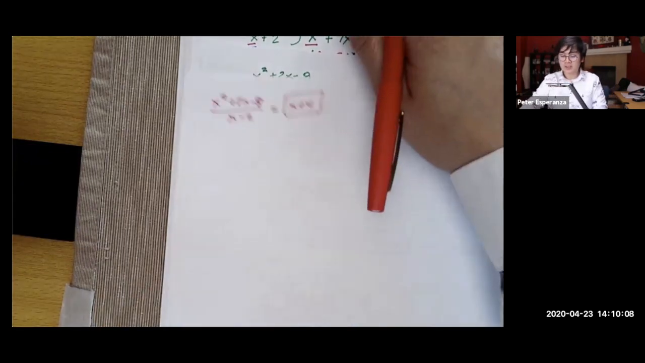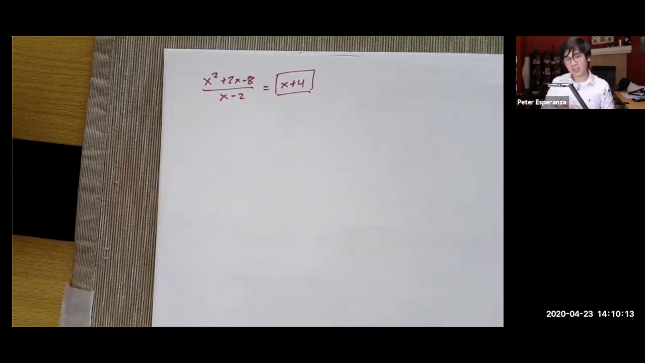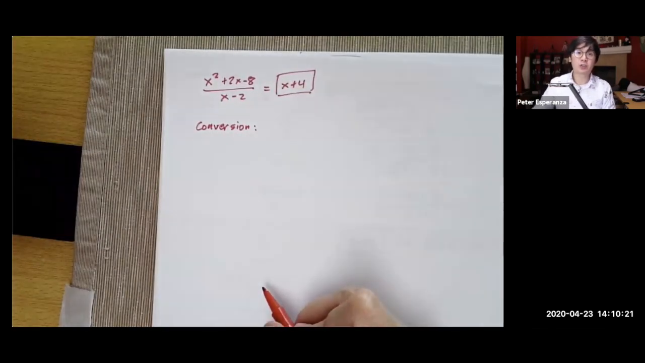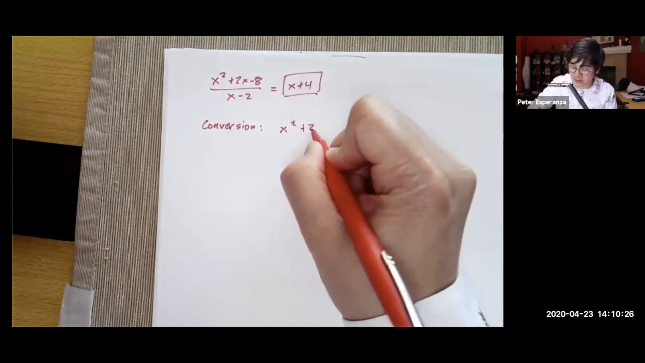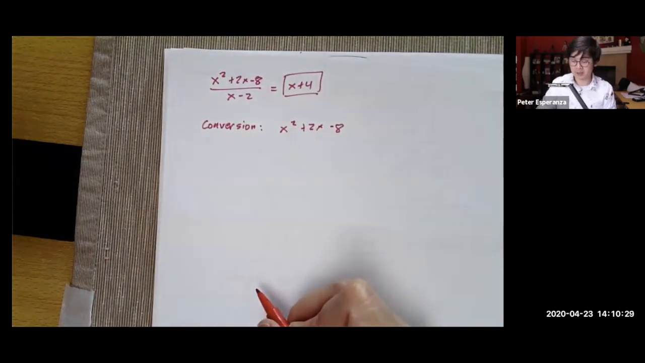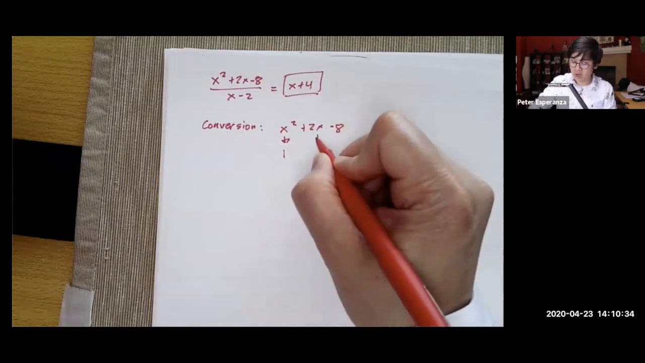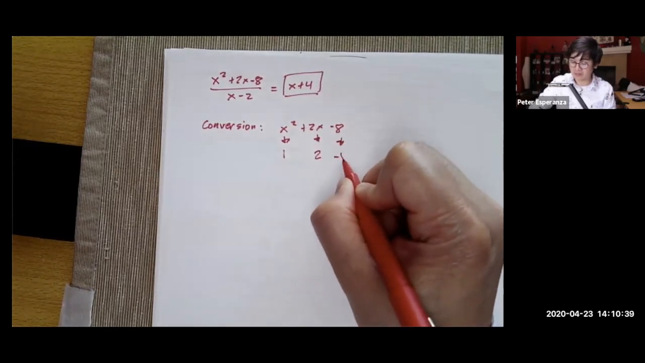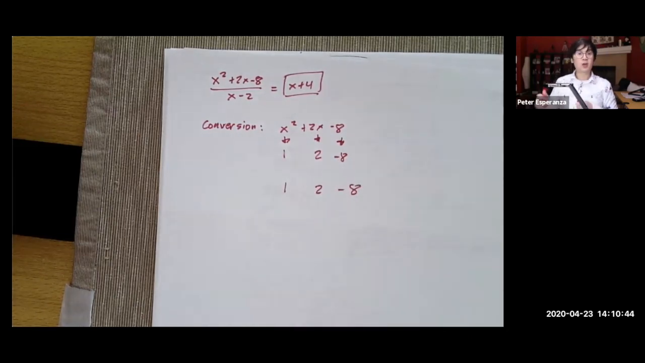Now the question is, how are we going to produce that answer using synthetic division? So the first thing that you need to do is conversion. To convert this into a synthetic division, you're going to be using x squared plus 2x minus 8 and use its coefficients. The coefficient of x squared is 1. The coefficient of 2x is 2. And the constant is -8. So we will have 1, 2, and -8. Those are the numbers that we're going to be using in our synthetic division.